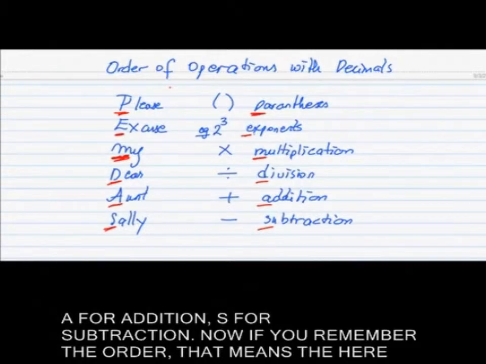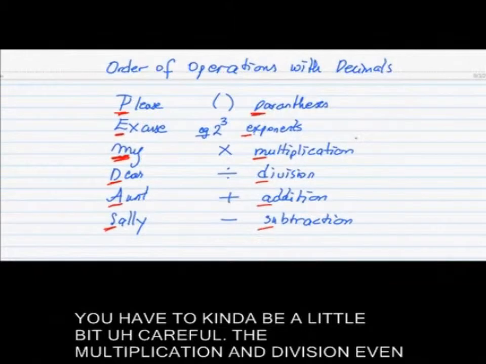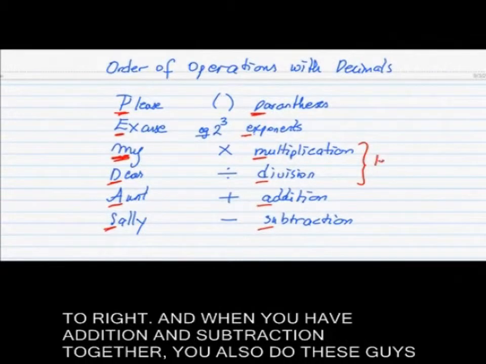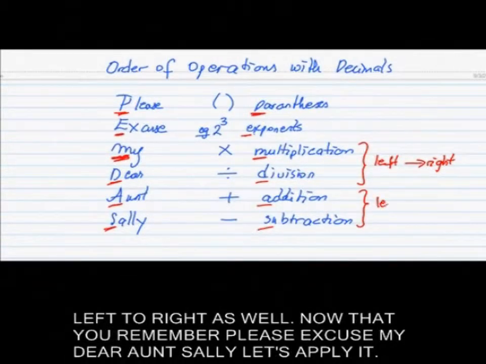Now, if you remember the order, that means here you have to be a little bit careful. The multiplication and division, even though it says my dear Aunt Sally, M is before D, they weigh the same. You do them from left to right. And when you have addition and subtraction together, you also do these left to right as well. Now that you remember, please excuse my dear Aunt Sally, let's apply it.